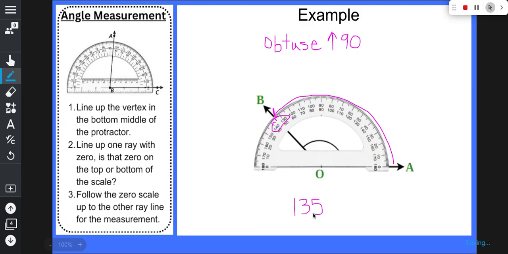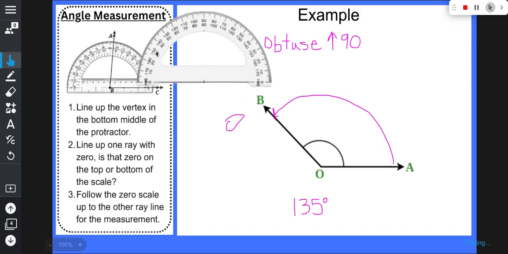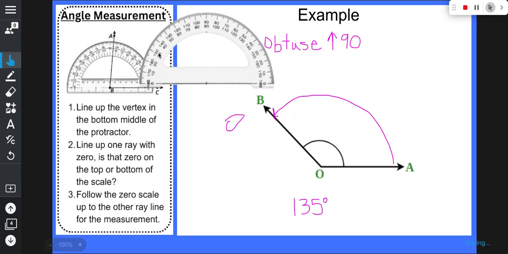135 degrees. Now, if you were thinking that it is the other scale of numbers, you would have seen that it would have been 45. And as we look at this angle, we would see that 45 would just not make sense. And so if you're unsure which number it is, try to look at that classification of what kind of angle you have. So this one is 135 degrees.